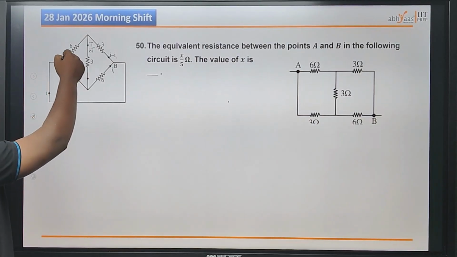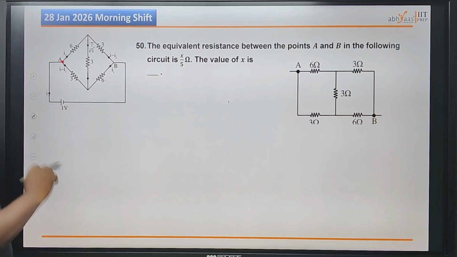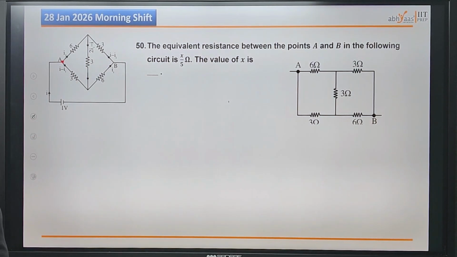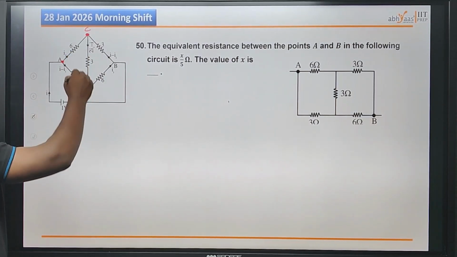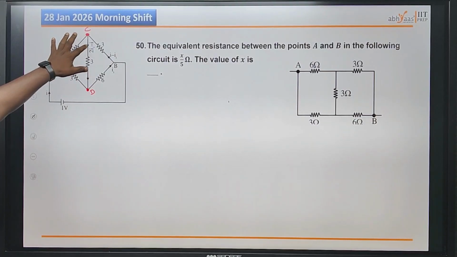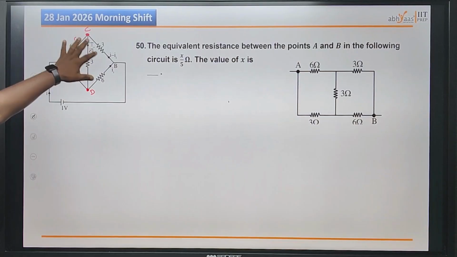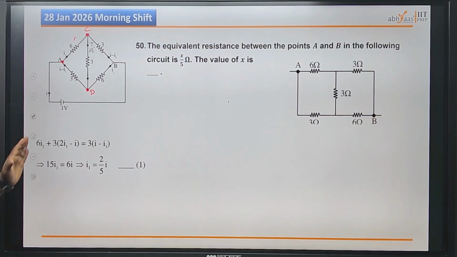From A, you are having a 6 ohm resistor. From the 1 volt source, we are getting current I. In 2 ohms, it is sharing. Take this point C and point D. From point C, it is assuming one more current 2I1 minus I, which is having resistance 3. And from C also, C to B, we are getting current I minus I1. For this process, see this one.